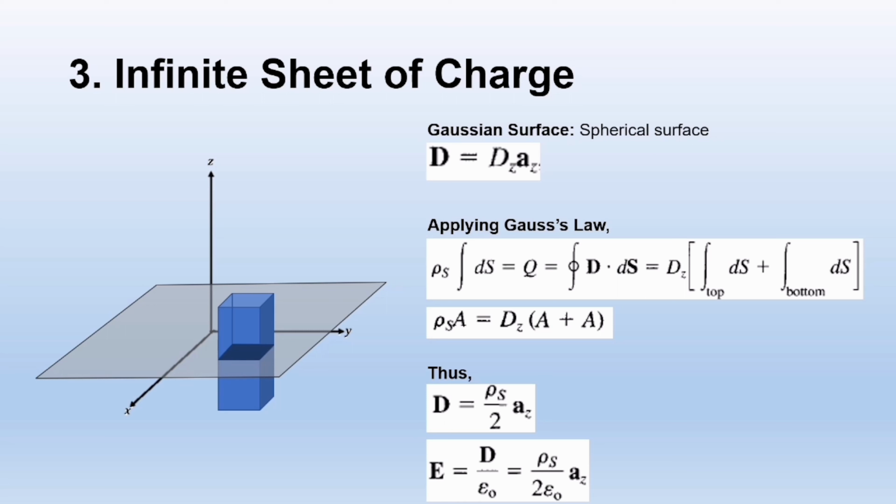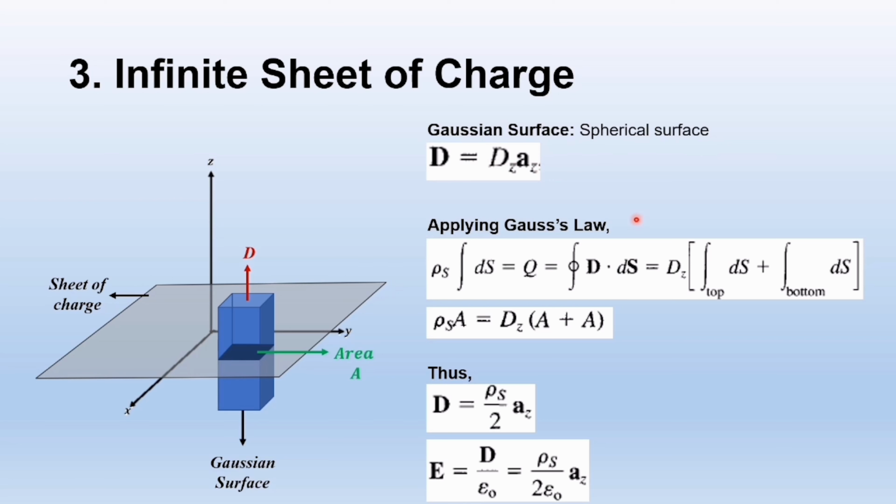The third application is infinite sheet of charge. We assume the infinite sheet of uniform charge lying on the z equal to 0 plane and a rectangular box encloses the plane. The rectangular box is cut symmetrically by the sheet of charge and has two of its faces, at the bottom and at the top, parallel to the sheet. The rectangular box is the Gaussian surface. D is normal to the sheet, giving vector D equal to D_z a_z.